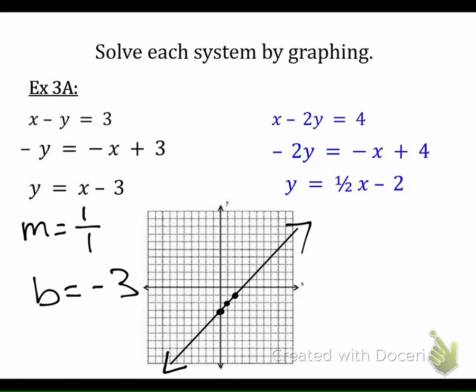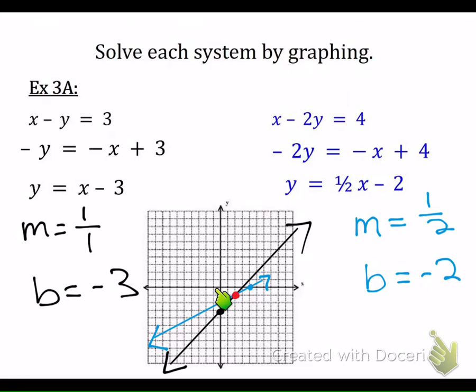For the blue line, what's my m? 1/2. What's my b? -2. So I'm going to start at the -2. I'm going to go what? 1 up, 2 over. Up 1, right 2, up 1, right 2. And I'm looking for where these lines intersect. Okay, so the magical spot where these guys intersect is right here.